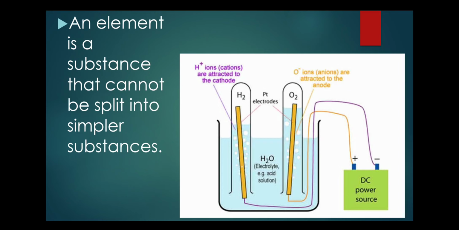If you pass electricity through water, the two elements that make up water can be split. So hydrogen ions, which are positive, are called cations. They are attracted to the cathode. And the oxygen ions, which are called anions, and have a negative charge, are attracted to the anode. The point to be noted here is that molecules having more than one atom chemically connected with one another are called compounds. They may be split using different methods, but an element is a substance that cannot be split into simpler substances.